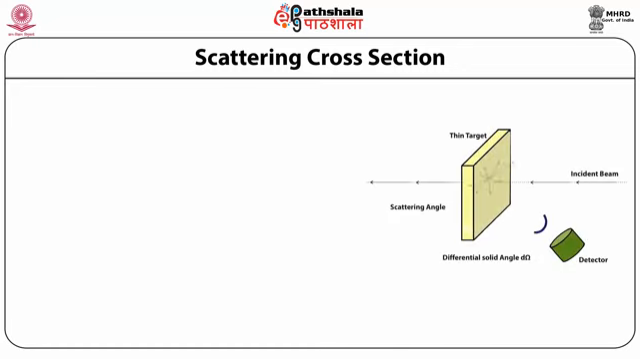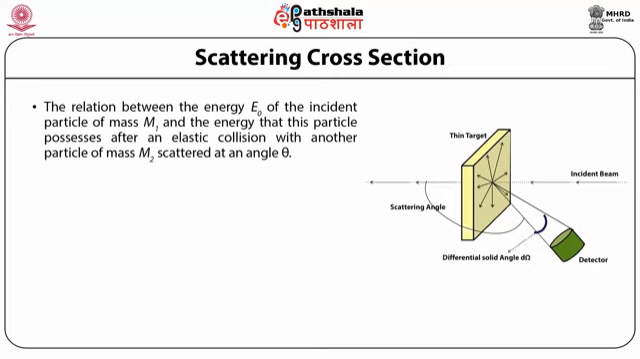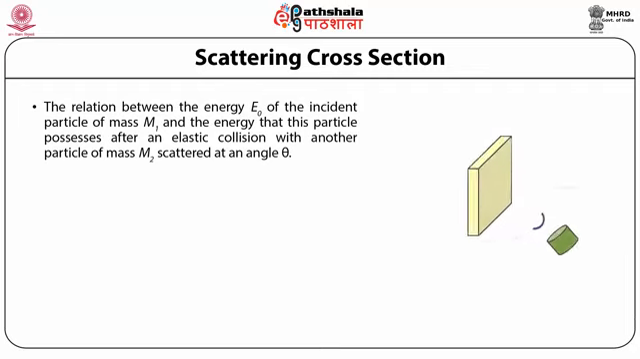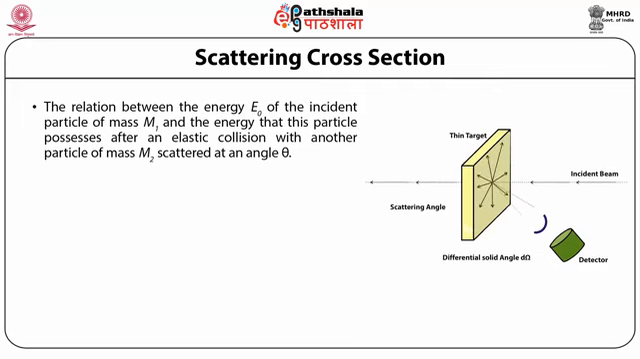Scattering cross section. So far, we have established the relation between the energy E0 of the incident particle of mass m1 and the energy that this particle possesses after an elastic collision with another particle of mass m2, scattered at an angle theta. Note that m2 is in a stationary state before and after the collision.